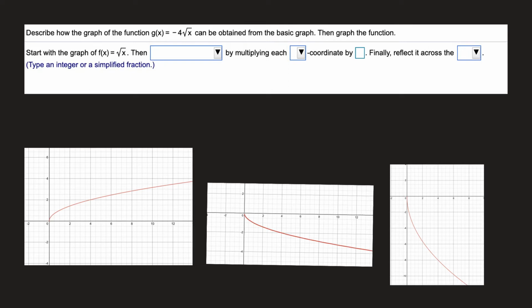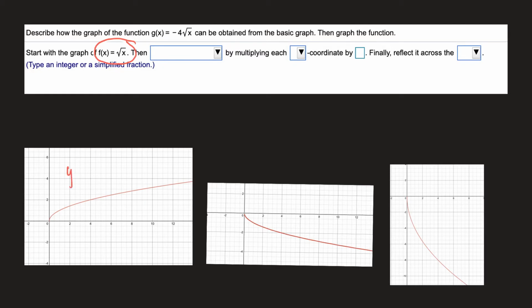And here's a good transformation question. They say, describe how the function g of x equals negative 4 root x can be obtained from the basic graph. So the basic graph, what they're talking about is this one, right, whoops, that's white, you can't see that, is this graph right there. So f of x equals root x, and that's this one right here.